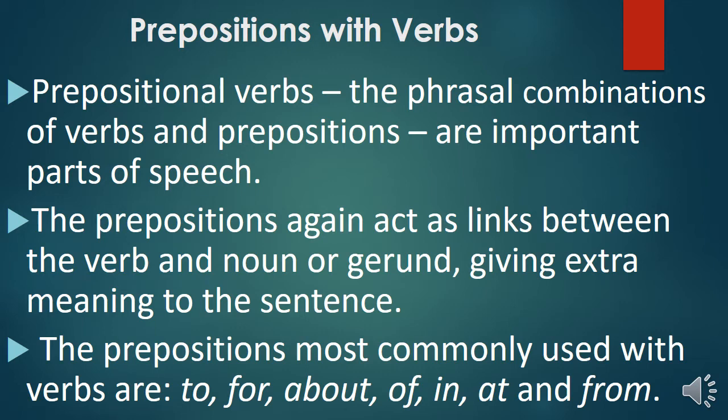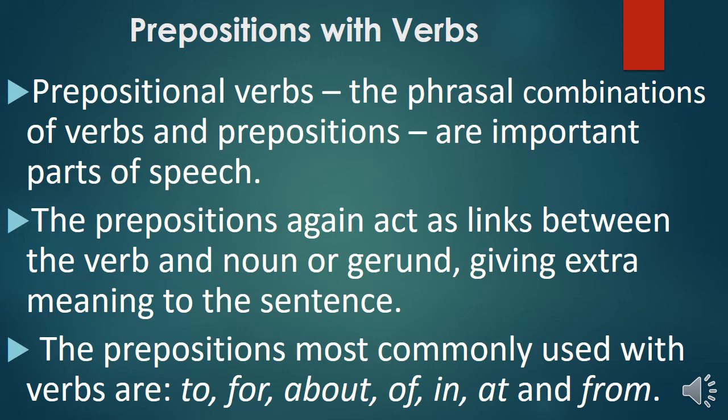Prepositions with verbs. Prepositional verbs, the phrasal combination of verbs and prepositions. These are important parts of speech. Again, they act as links between the verb and noun or gerund, giving extra meaning to the sentence. The prepositions most commonly used with verbs: to, for, about, of, in, at, and from.